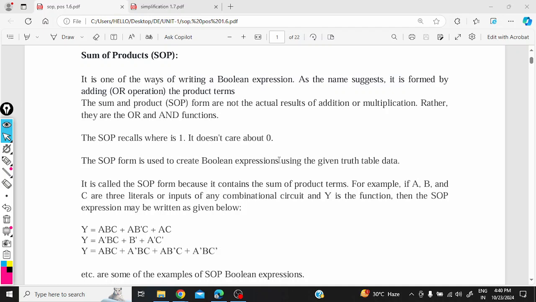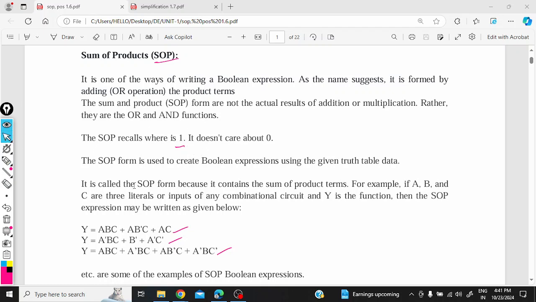These are the two ways through which we are going to express our Boolean expressions. First we'll see sum of products, that is SOP. Remember, SOP is the short form for sum of products and POS is for product of sums. In sum of products, all product terms are summed up together to produce one expression. Sum of products can be represented using the numeric 1.